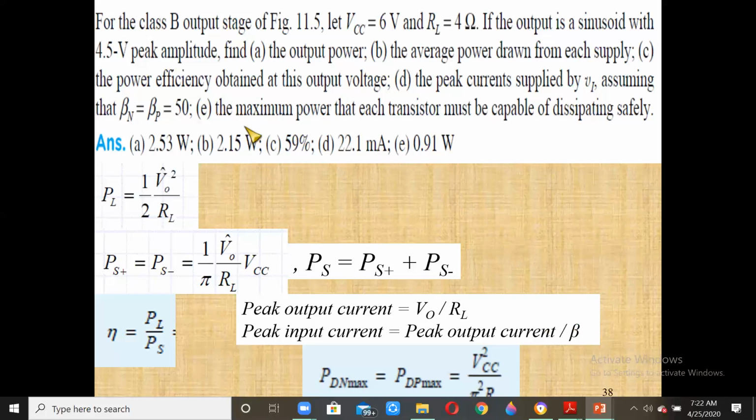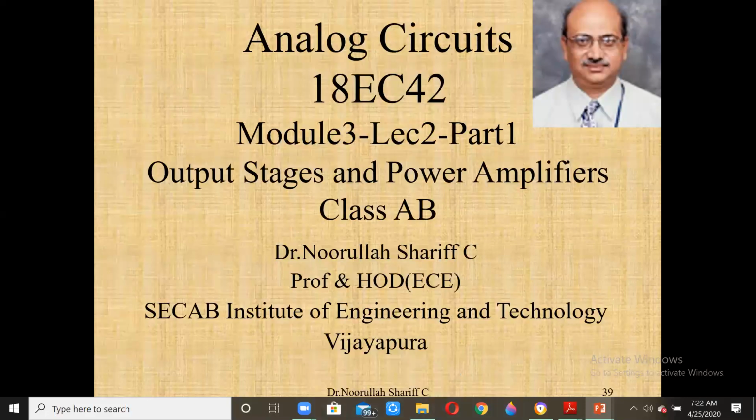Then the maximum power that each transistor must be capable of dissipating: PDN max is equal to PDP max is equal to VCC squared by pi squared RL, and that value will just turn out to be 0.91. Together, if you want, it will be double of this. So with this, we come to the end of the class B power amplifier. Thank you.